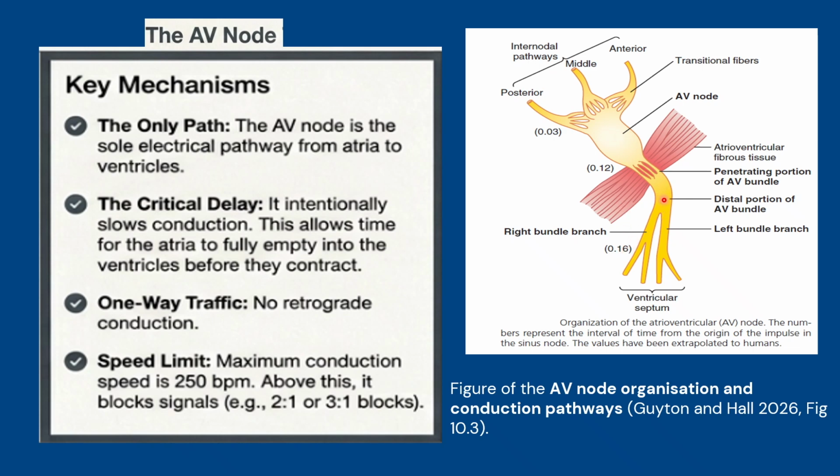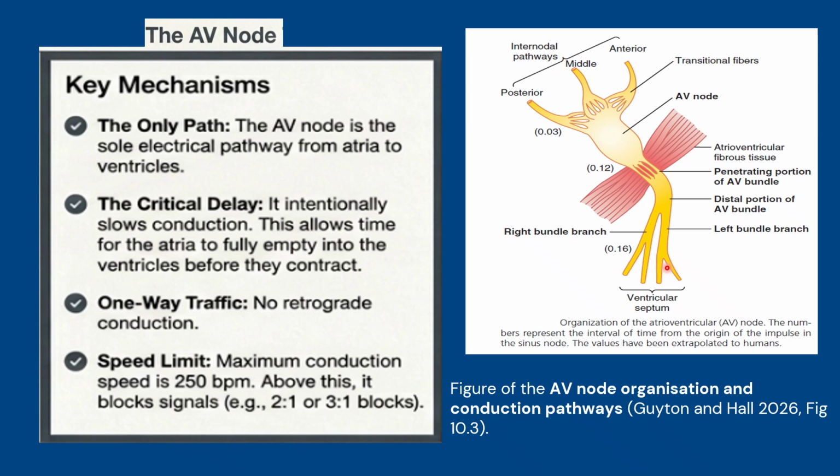At the same time, a physiological delay happens when the conduction goes through the AV node and bundle of His, because this gives time for the atria to fully empty into the ventricle before it contracts. Number 3, which is very important: there is no retrograde conduction between the ventricles and the atria. So it is only one-way conduction, which means if you have a focus in the ventricle producing impulses, this will not return back to affect the atria.